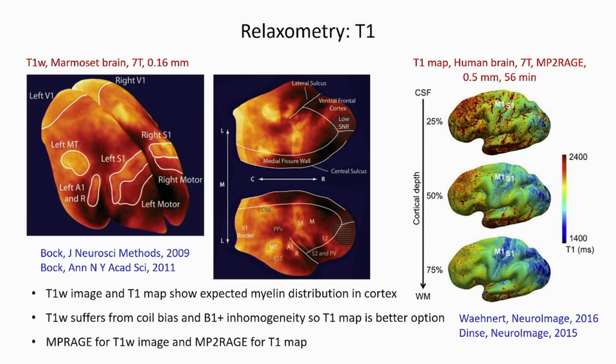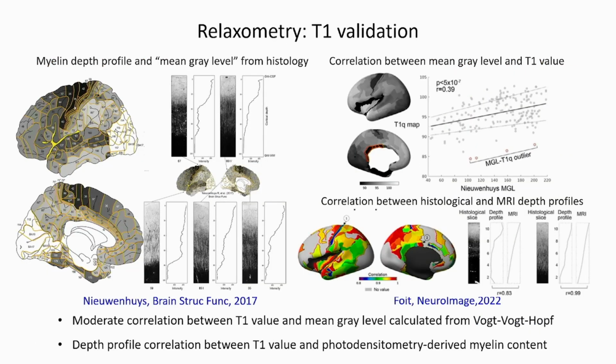And the result on the right is really amazing in the sense that they used a 7T scanner at an amazing resolution of 0.5 millimeter isotropic voxel size. Again, it took 56 minutes of scan time to acquire the whole brain. But the results are quite impressive.